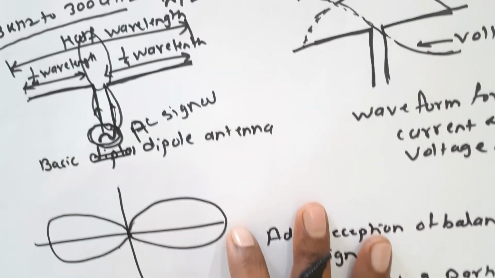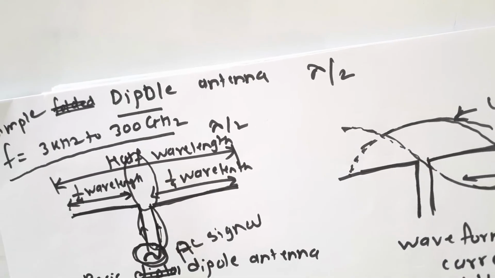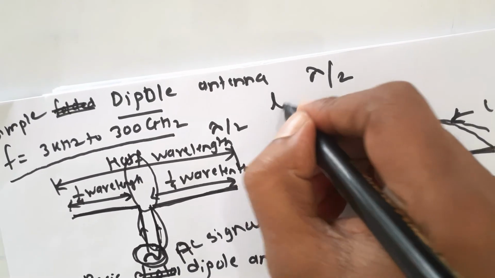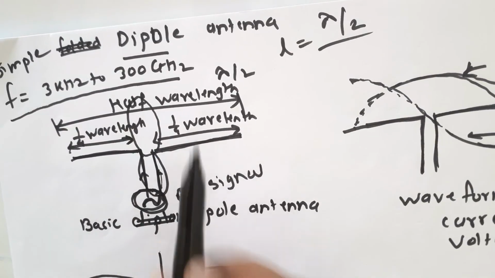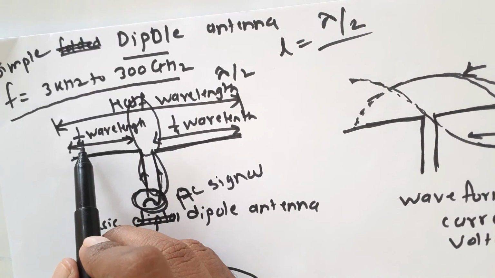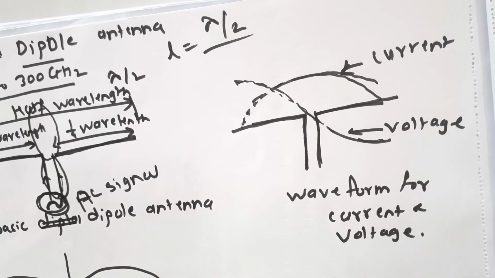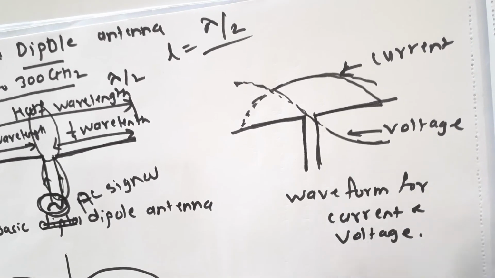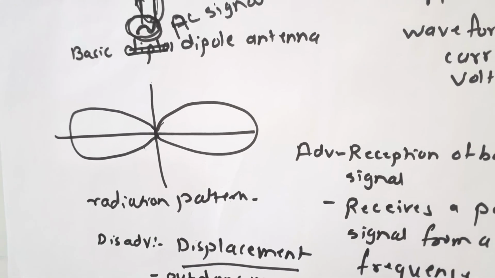So in this lecture we saw what a simple dipole antenna is, which has a length of lambda by 2. This is one pole and this is the other pole. We have to apply the AC signal. This is 1/4 wavelength and this is 1/4 wavelength, which combine to form a half wavelength. Then we saw the waveform for current and voltage, then the radiation pattern, and the advantages, disadvantages and applications.